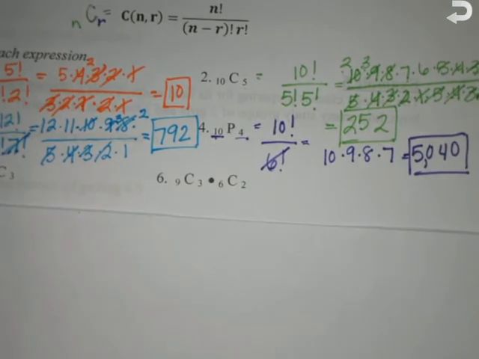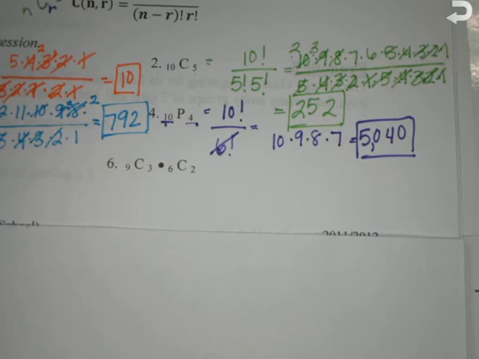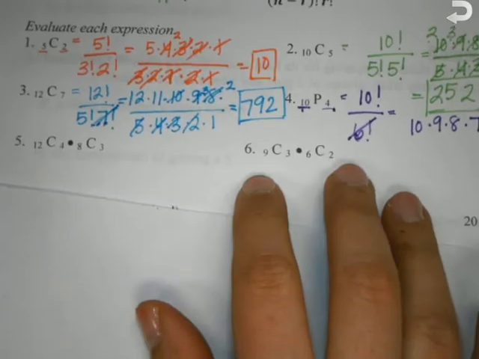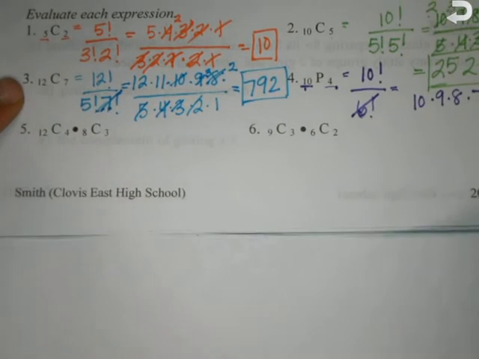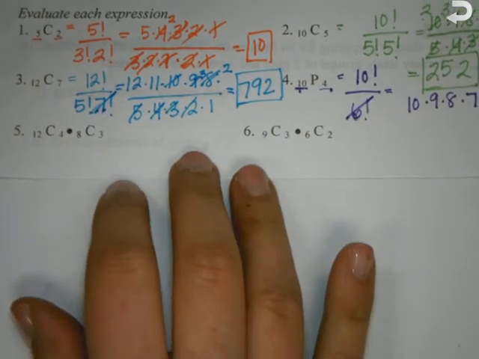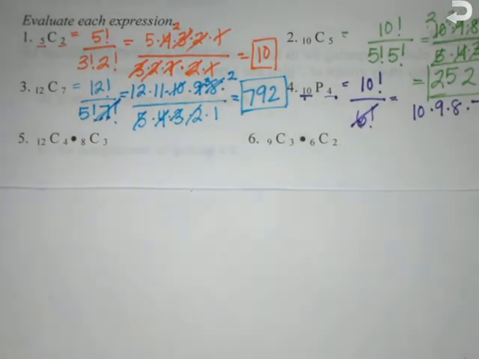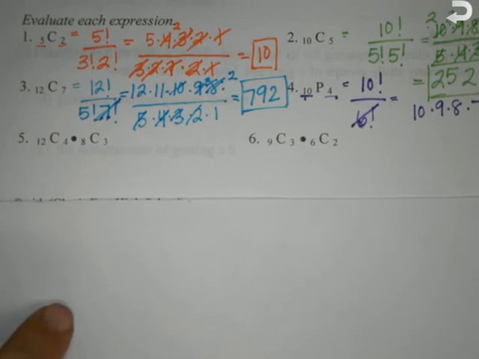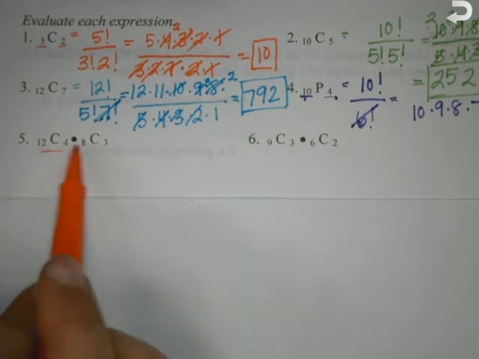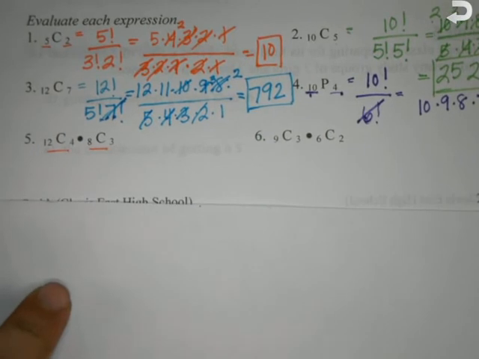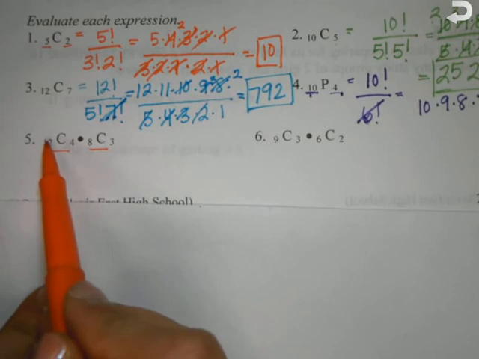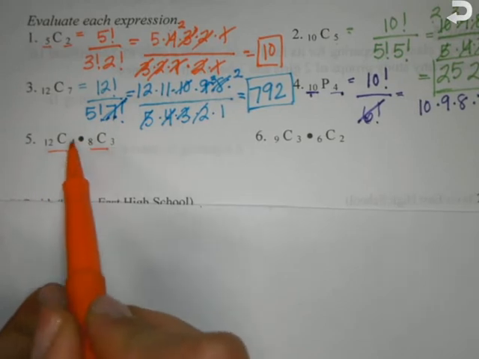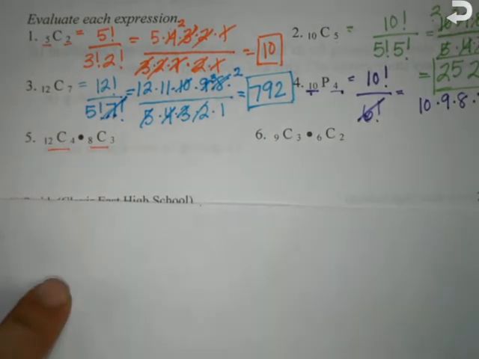Okay, so number 5 and 6 are a little bit different, because we have 2 combinations and then we're multiplying them. So what we need to do here is do both combinations separately and then multiply our answers together. Let me zoom this in. What would the first one be?